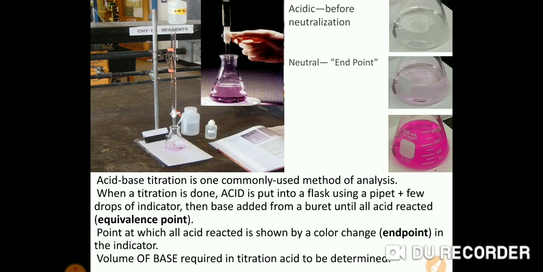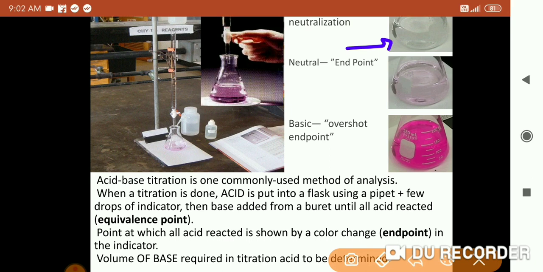Acidic before neutralization, neutral at the end point, and basic overshot end point. That means at this stage the solution has become neutral, and now whatever base we are adding from the burette from upside is going to be extra, and that base shows the pink color, because till now whatever base was added was not showing the color. The reason is that the base was being neutralized by the acid, so the base wasn't available in the solution to react with the phenolphthalein, and that's why the color was not becoming pink.